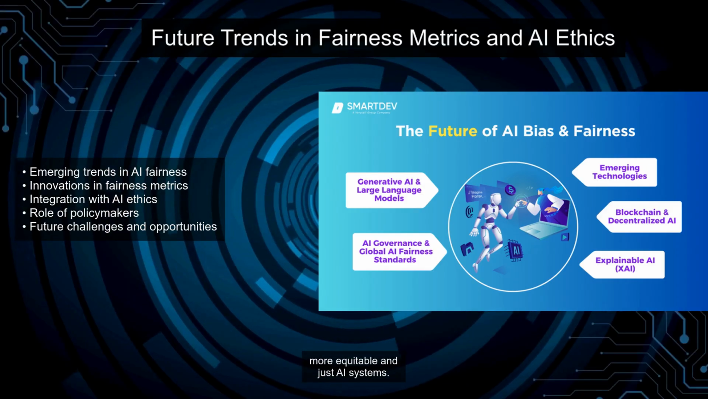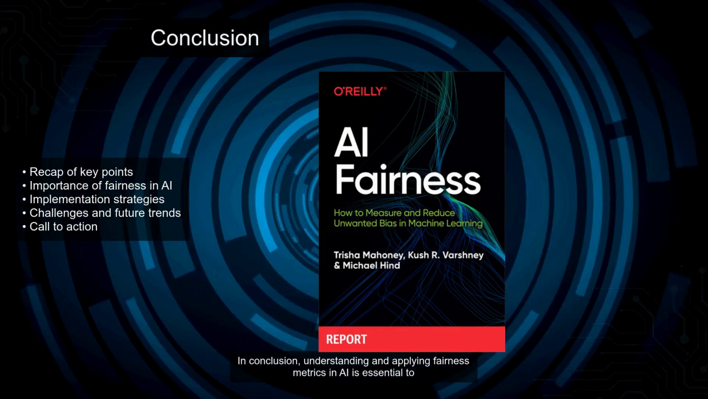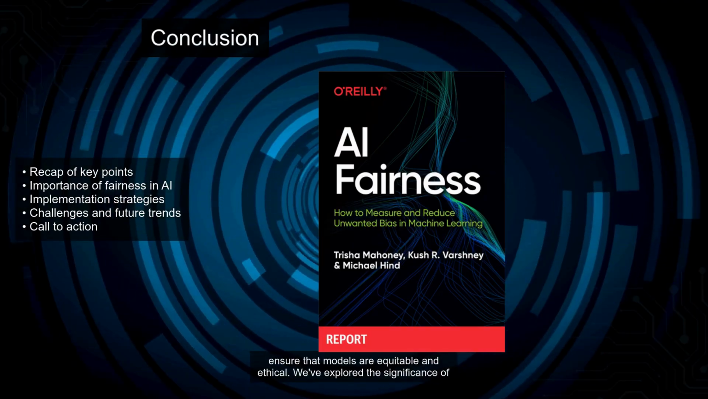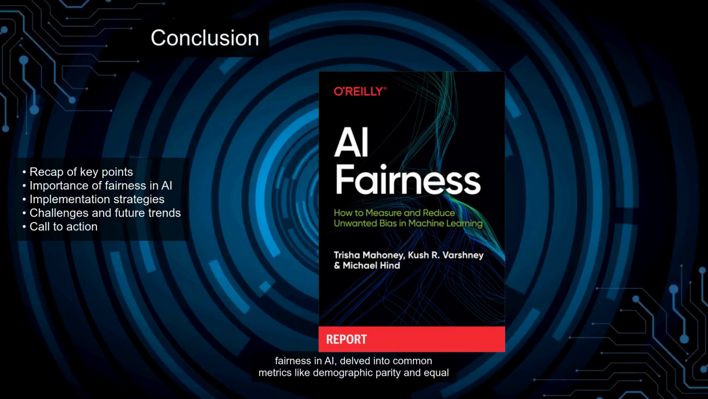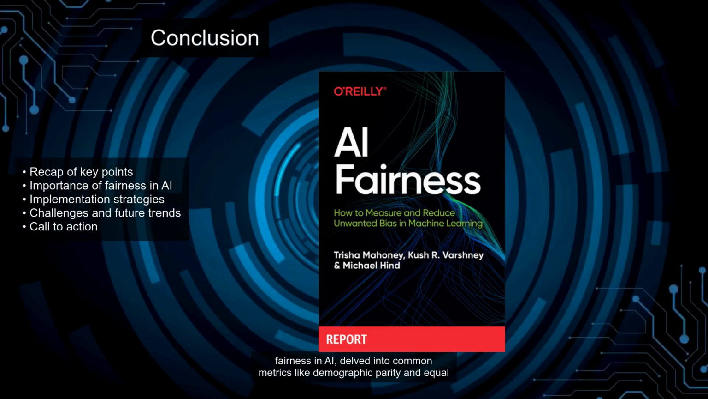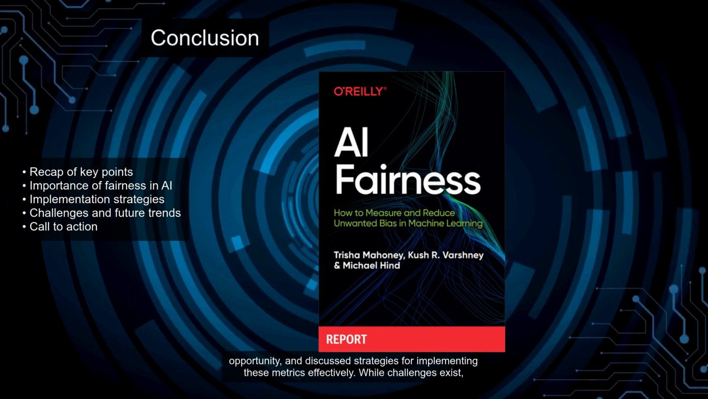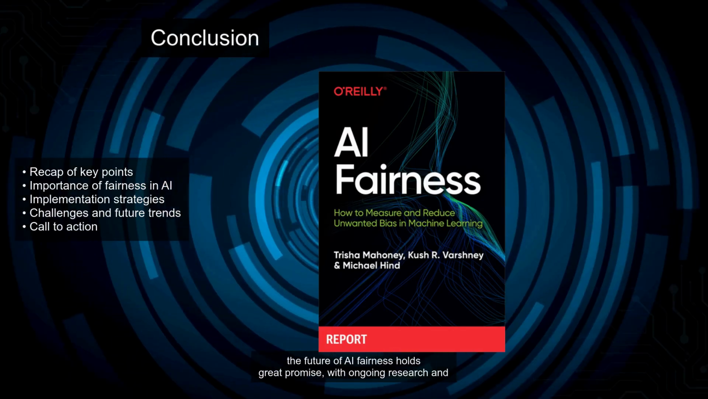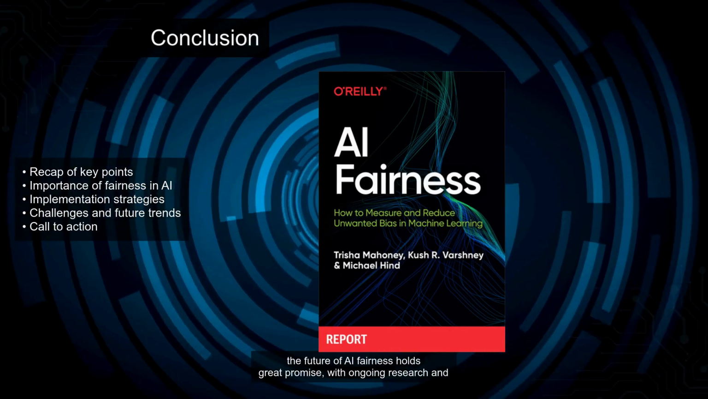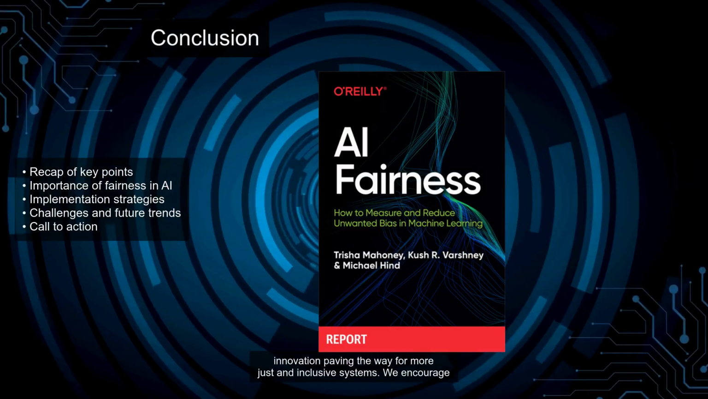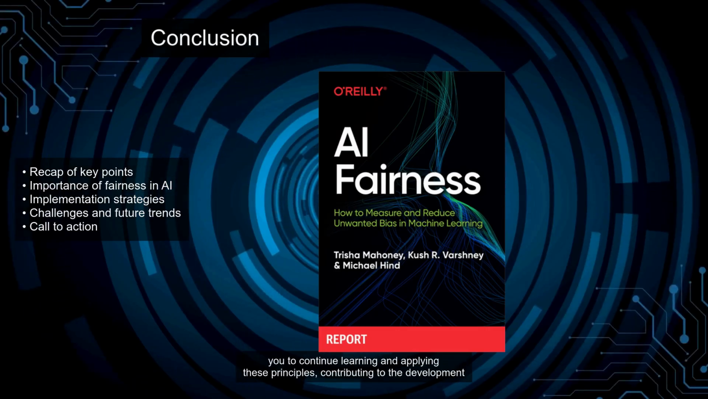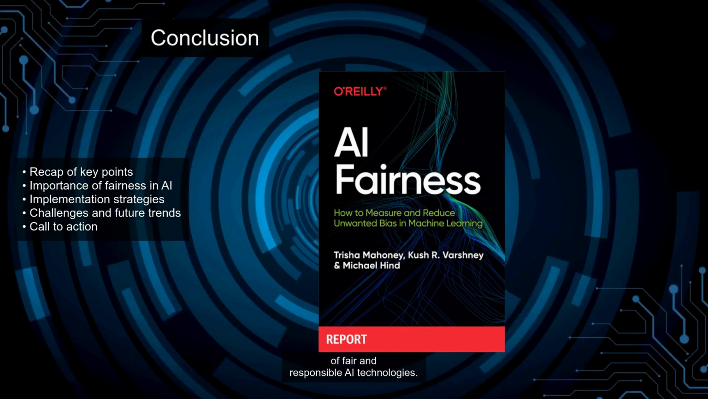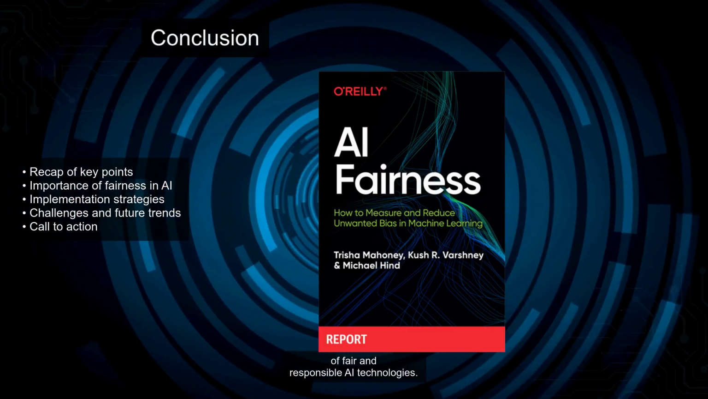and just AI systems. In conclusion, understanding and applying fairness metrics in AI is essential to ensure that models are equitable and ethical. We've explored the significance of fairness in AI, delved into common metrics like demographic parity and equal opportunity, and discussed strategies for implementing these metrics effectively. While challenges exist, the future of AI fairness holds great promise, with ongoing research and innovation paving the way for more just and inclusive systems. We encourage you to continue learning and applying these principles, contributing to the development of fair and responsible AI technologies.